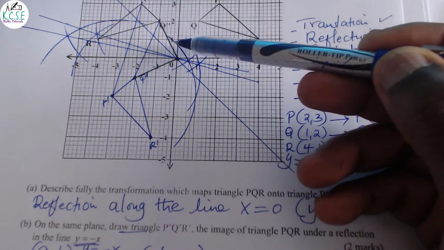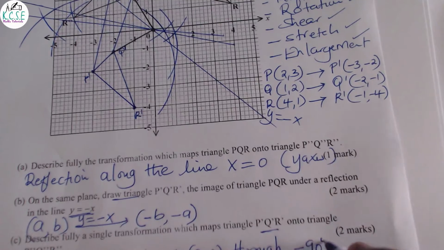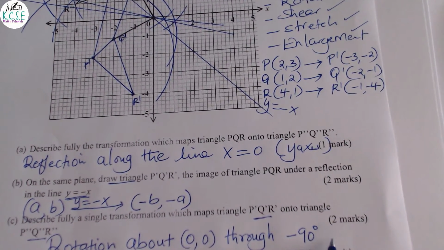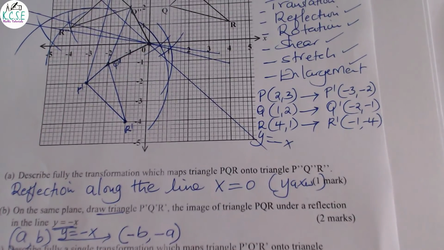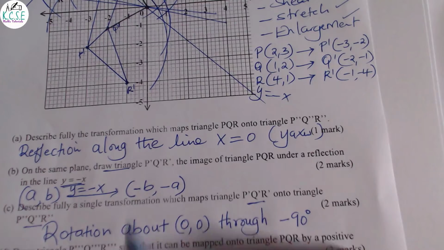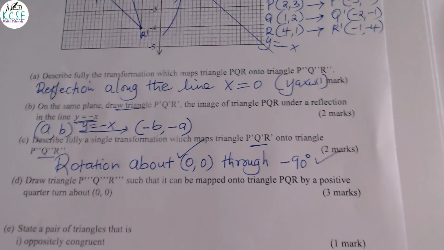We measure the angle in a clockwise direction. That will be negative 90 degrees. If it is anti-clockwise, it is always positive 90. Now, after doing that, you have described the rotation fully, giving the center and the angle. Now let's go to the other question.